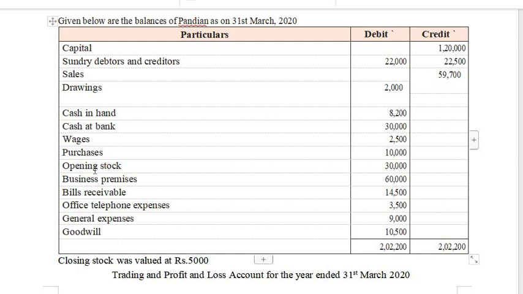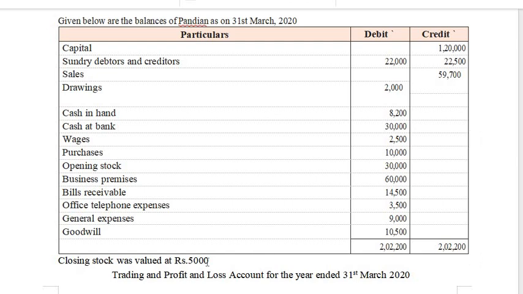Opening stock is mandatory information. Then business premises is an asset. Bills receivable is an asset. The office telephone expense is an expense. Indirect expense, general expense, indirect expense. Goodwill is an asset. Okay. Now the closing stock is mandatory information.